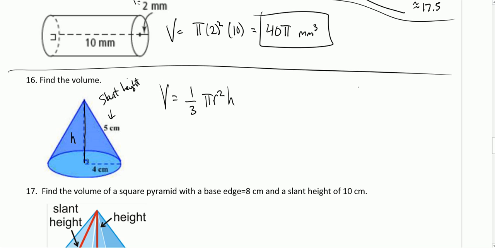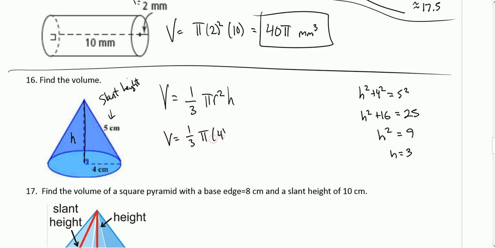You can use Pythagorean theorem, h squared plus 4 squared equals 5 squared. Or you may recognize this as a 3, 4, 5 right triangle. And you get the height is 3. So the volume is 1/3 pi times 4 squared times 3, which is 16 pi cubic centimeters.